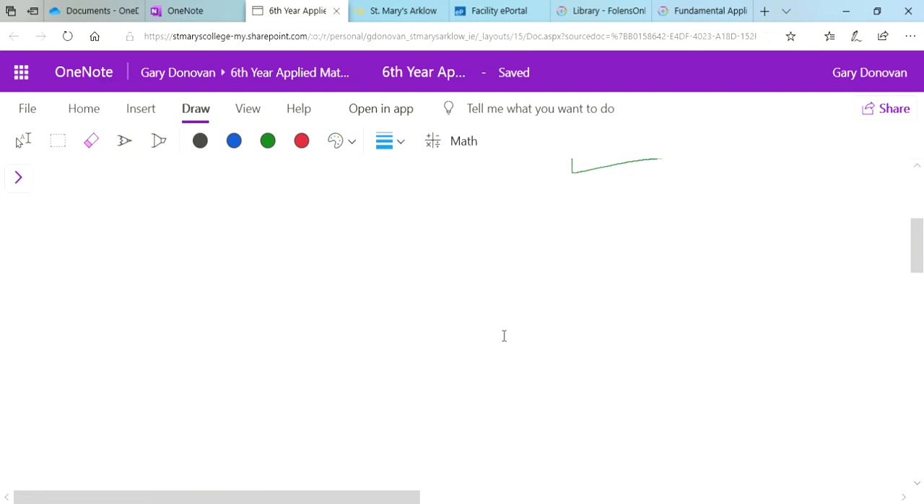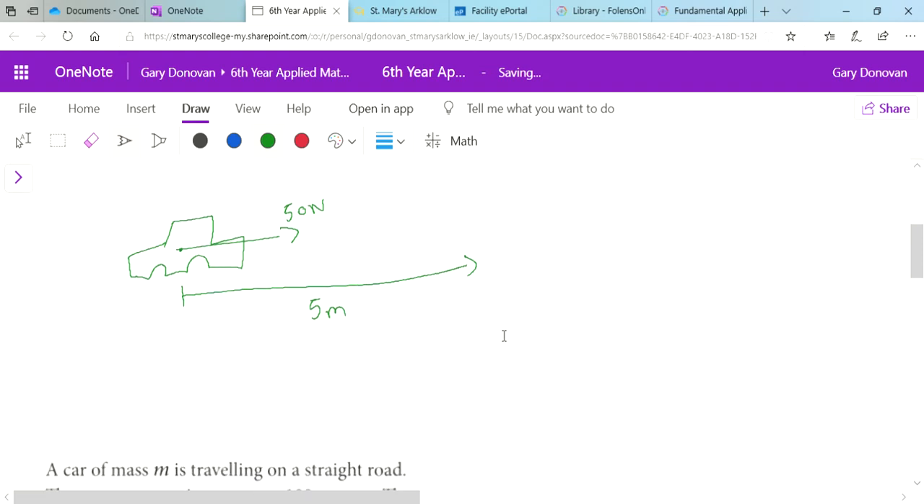There are different scenarios though. For example, we could have one car which applies a force of 50 newtons and pushes the car forward 5 meters. And then underneath that we could have another car which again pushes the car forward 5 meters and applies a force of 50 newtons. The first car, car A, might do this in a time of 5 seconds. The second car, car B, might do it in a time of 10 seconds.